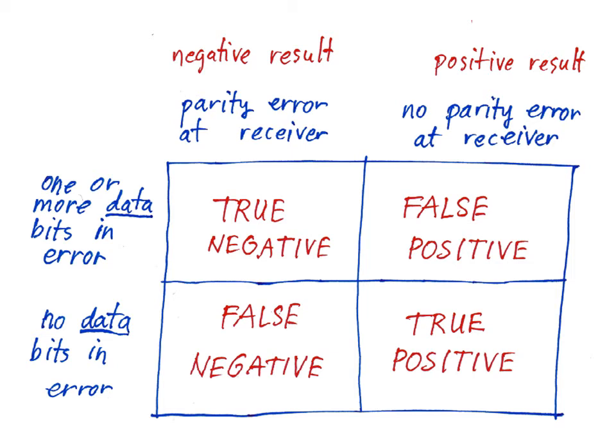Along the rows, I've labeled one or more data bits are in error, and notice I've underlined data because I'm not including the parity bit error as an error in the data bits. Or there could be no data bits in error. So the way to get a false negative, for example, we detect an error because the checksum does not match the parity bit, but there were no data bits in error, only the parity bit was received in error.